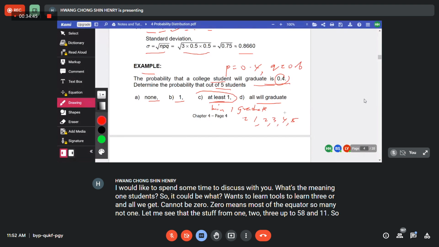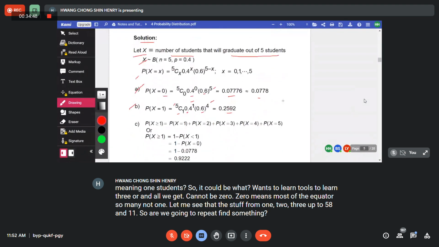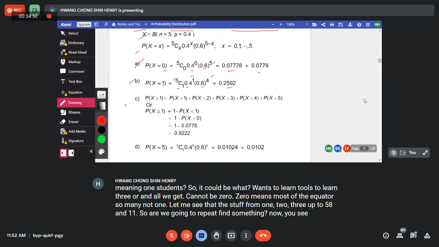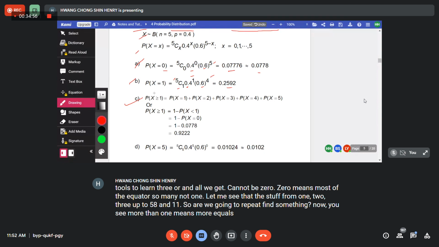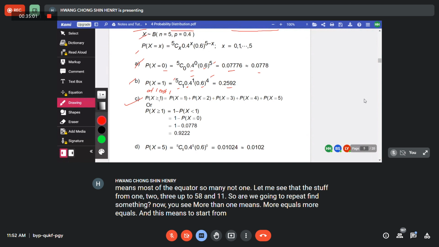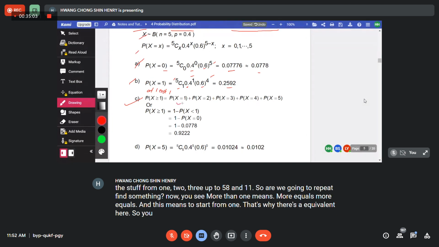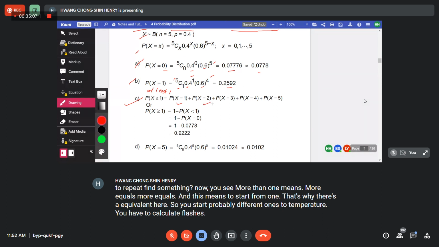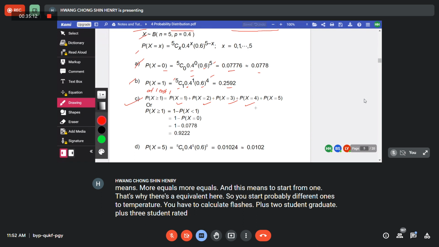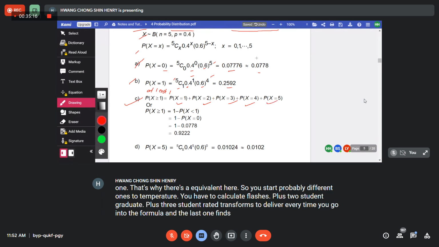So are we going to repeat 5 times here? Now you see, we call it the shortcut formula. More than or equal to 1 means at least 1, and this means you start from 1. That's why there's an equal sign with 1 here. So you start the probability from 1 student graduate, you have to calculate like this, plus 2 students graduate, plus 3 students graduate, plus 4 students graduate. Every time you put into the formula, calculate, and the last one, 5 students graduate.